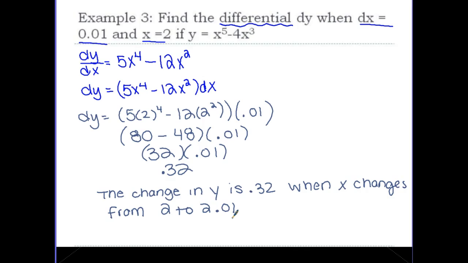Now, since the original was a quadratic and we found the line, would that hold consistent throughout? Like for every 0.01 x goes up, y goes up 0.32? So the original is actually a quintic, and we found a quartic, but it's only within a relatively small area. So your differential near that will always be the same. What's going to change is the x.